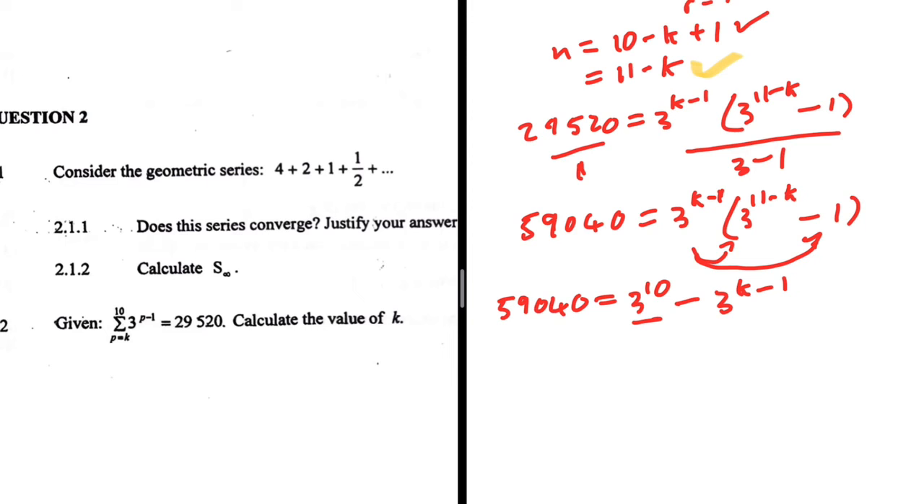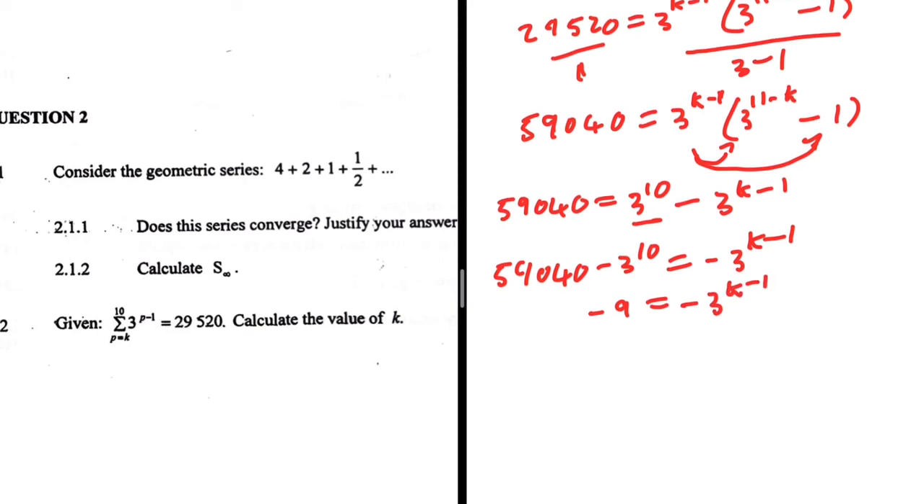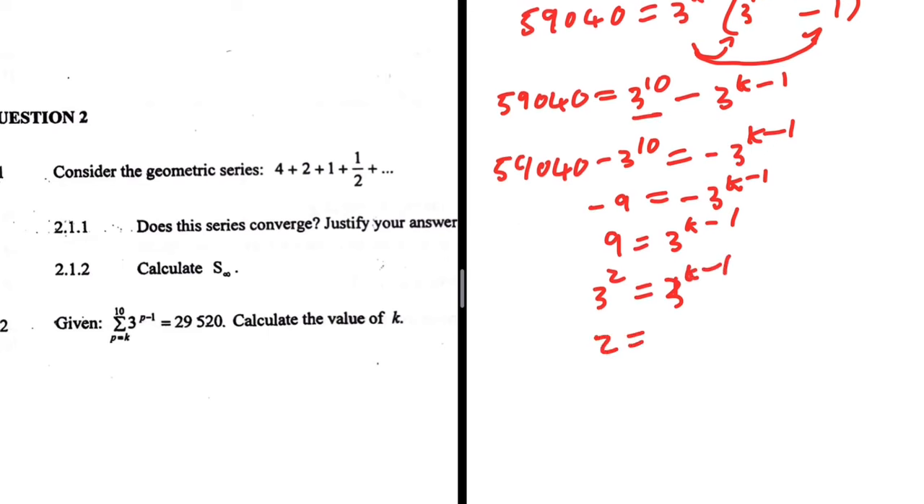So let's take 3 to the power 10 to the left hand side. We're going to have 59,040 minus 3 to the power 10 equals minus 3^(k-1). So 59,040 minus 3 to the power 10, I'm getting minus 9 equals minus 3^(k-1). Dividing both sides by minus 1, 9 equals 3^(k-1). We want to drop the bases and equate the exponents. So let's write 9 as 3 to the power 2, equals 3^(k-1). So 2 equals k minus 1, so 3 equals k.